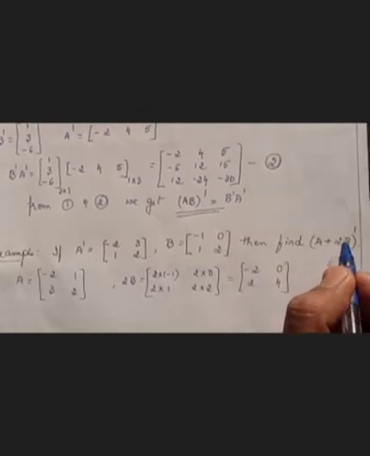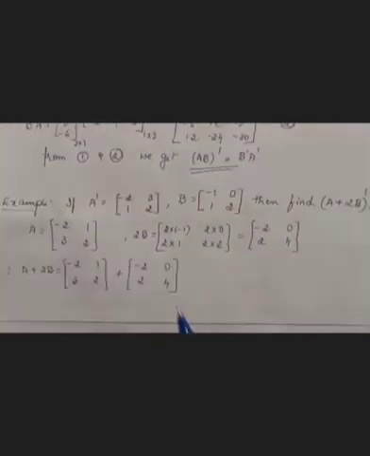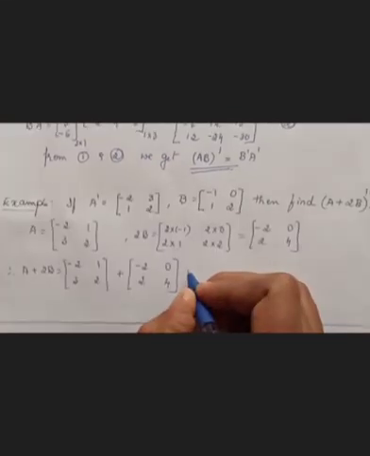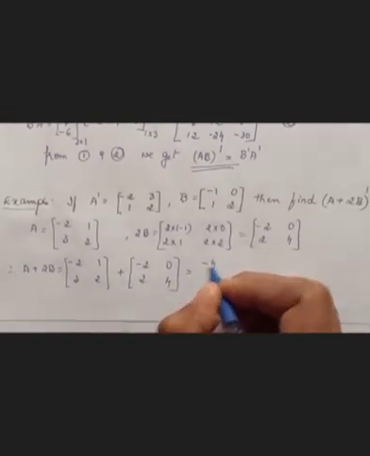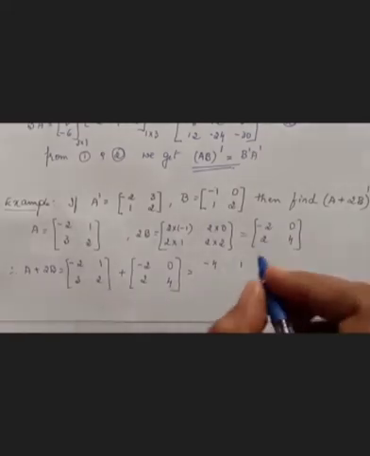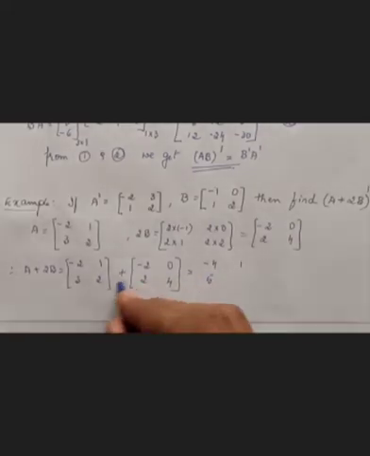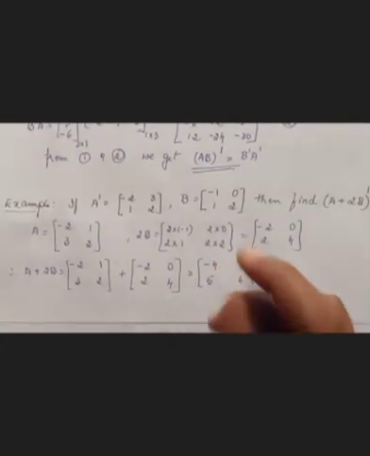A plus 2B whole dash, we want this one. Before that, we'll calculate first A plus 2B. Now, A plus 2B is, this is the matrix A plus this is the matrix 2B. So this is -2 minus 2 is -4. 1 plus 0 is 1. 3 plus 2 is 5. And 2 plus 4 is 6. So this is A plus 2B.